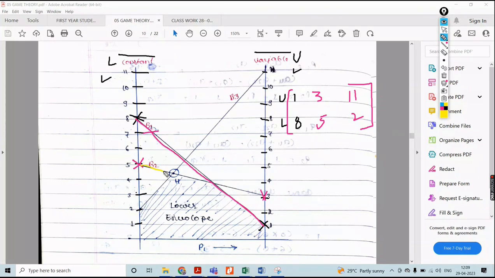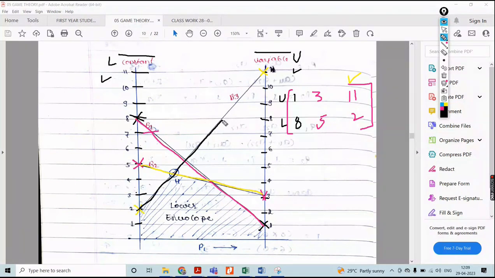Anybody having any doubt, you can ask. Next, what is the next column? 11 and 2. This is point 11, then this is point 2. In between that, you have to draw a line. Got this?